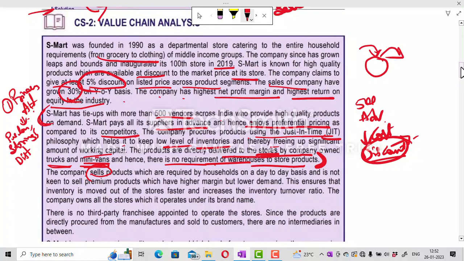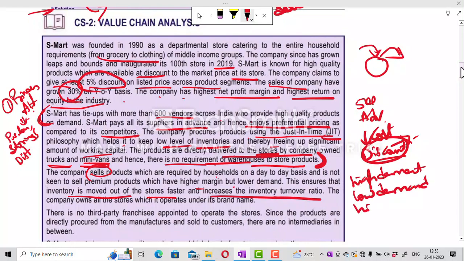Okay, the company sells products which are required by households on a day-to-day basis and is not keen to sell premium products which are high margin but low demand. This ensures that inventory is moved out of the stores faster and increases the inventory turnover ratio. What they are telling is they will sell only those goods which are highly required, which have high demand. Not low demand and high profits. They are targeting this rather than that.